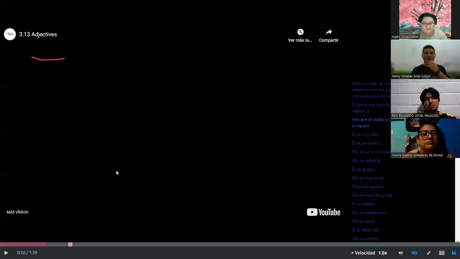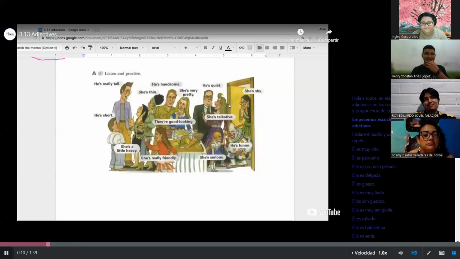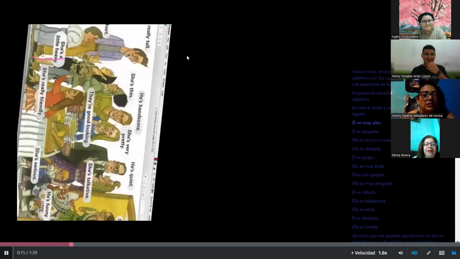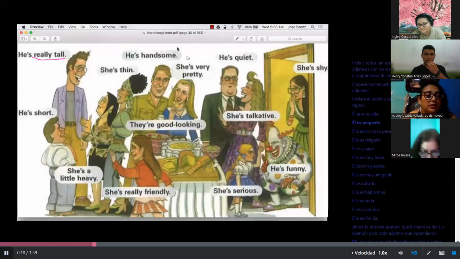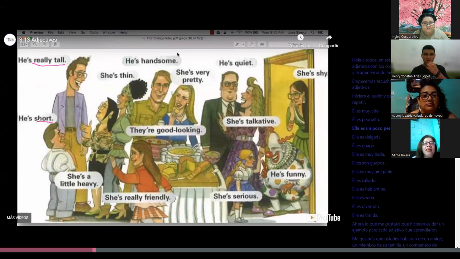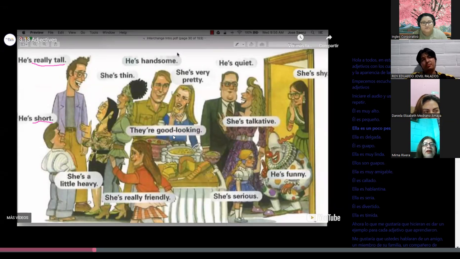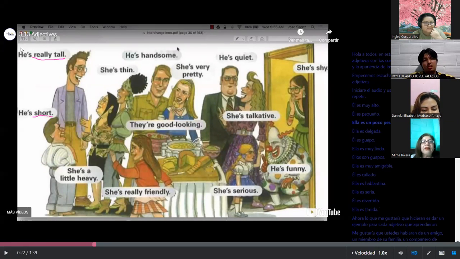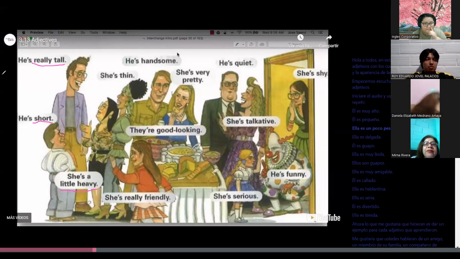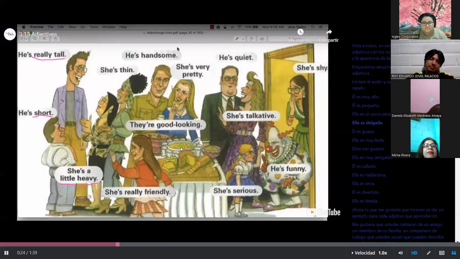Here we go. Vamos a poner otra vez. Tips. I'll go ahead and play the audio and you should listen and repeat. He's really tall. He's short. She is really tall. And then he is short. Repeat. He's short. He's a little short. Heavy. He's a little heavy. She's a little heavy. She's thin.